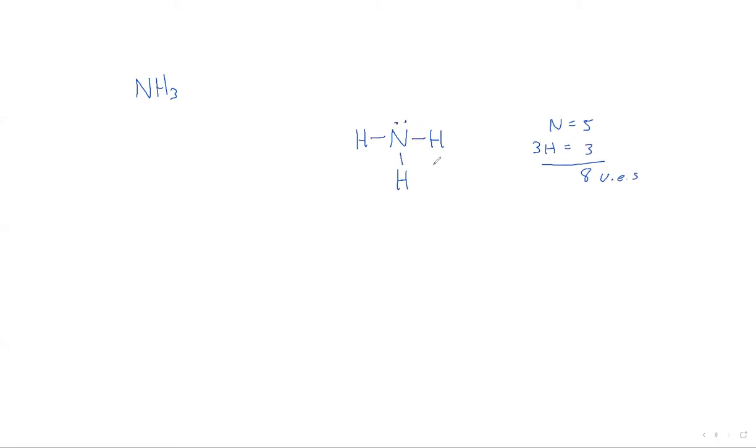So we have 4 electron domains. So the electron geometry is tetrahedral, right? Because there's 4 electron domains. You have 1 lone pair and 3 bonding domains, right? So 3 bonding domains.